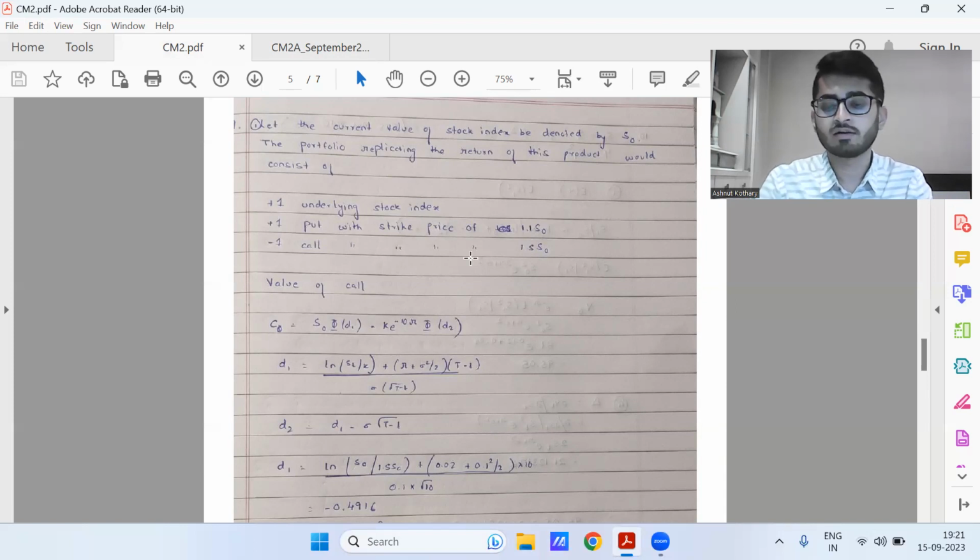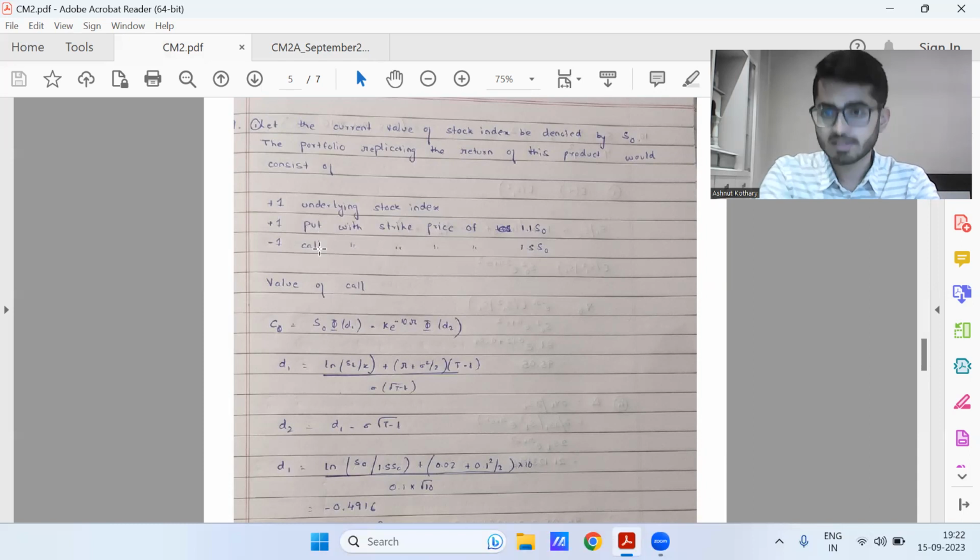And because the returns are guaranteed to be at least 10%, you can achieve this by buying a put option having a strike price which is 1.1 times the current price, which ensures you're getting at least 10%. So this is basically my portfolio, which will replicate the returns of the investment product given in the question: one underlying stock index, one put option with strike price of 1.1 S naught, and we short one call option with strike price of 1.5 S naught. So we need to just find the value of this put and call.